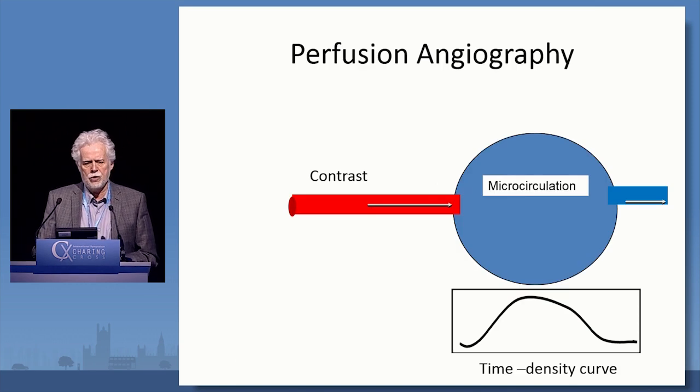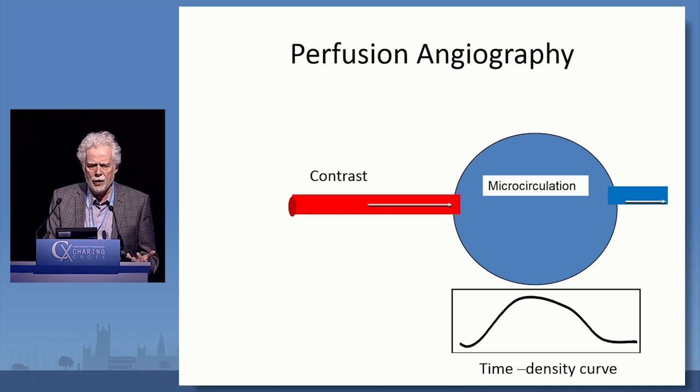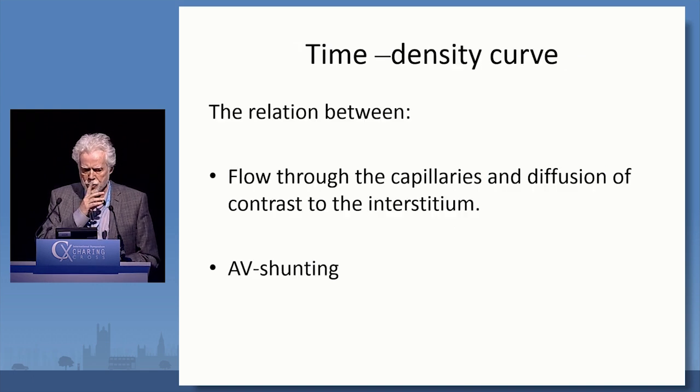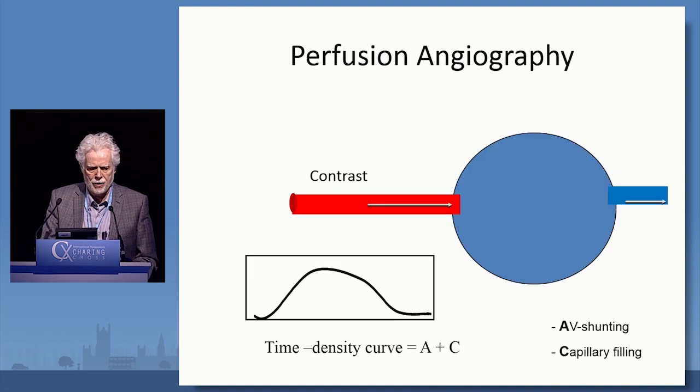So what we do is quite simple. We give contrast, and we measure the density over time. So we make a time density curve, and that gives us a lot of information because it shows us the relation between the flow in the capillaries, the diffusion of the contrast to the interstitium, and the AV shunting. So what's happening in the foot is all seen in this curve. AV shunting is on the left, going in and out, and capillary filling is with a plateau where it stays in the interstitium for some time.